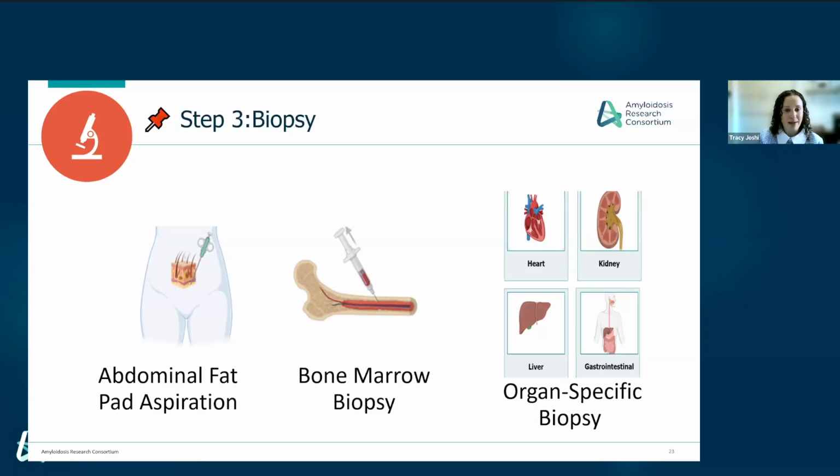An abdominal fat pad biopsy is a simple, minimally invasive procedure where a small sample of fat is taken from the abdomen. This is often the first choice because it is low risk and easy to perform, but it's not always positive. Bone marrow biopsy: since AL amyloidosis starts with an abnormal plasma cell, this biopsy helps detect any blood-related issues, and plus, amyloid can deposit inside the bone marrow.